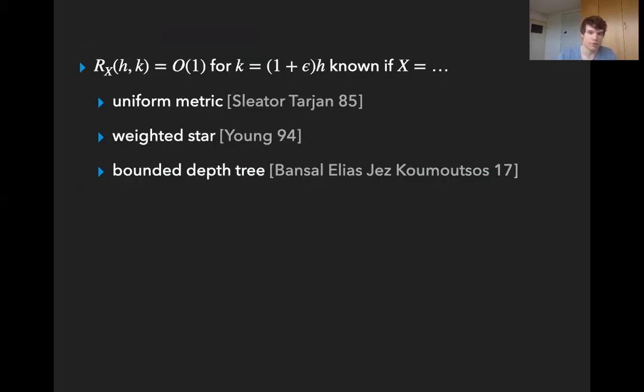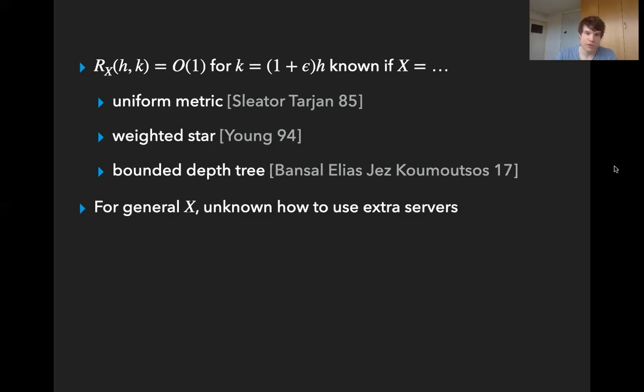So let's see what else is known about this. There are some cases where we have a positive answer for both of these questions. On uniform metrics, as I just mentioned, and this result was also generalized to weighted star metrics and eventually to bounded depth trees. In all of these cases, you can get a constant competitive ratio when k is just an arbitrarily small factor larger than h. The references here are for the results shown for deterministic algorithms. For randomized ones, you can get a similar quantity, and there are also results for all of these cases.